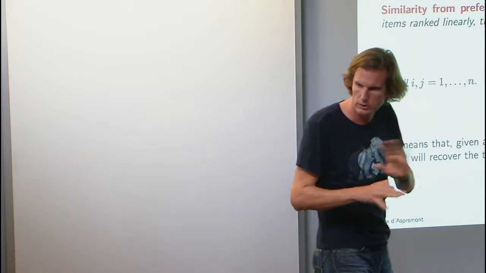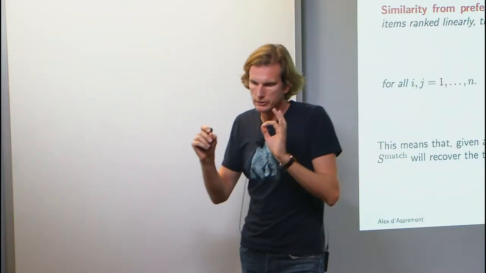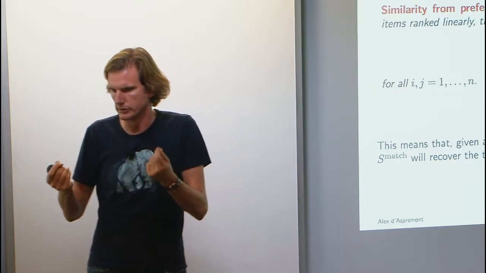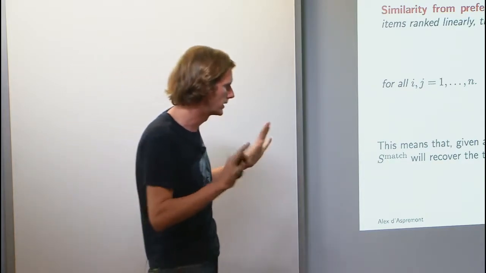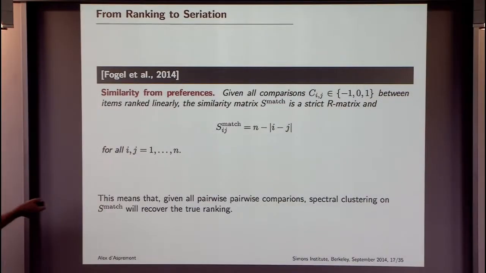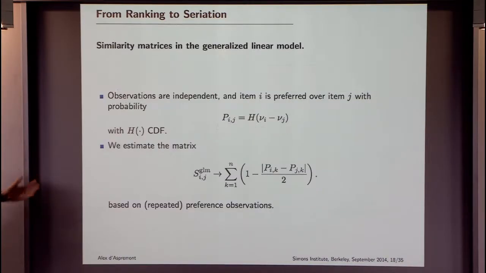But there are no conditions on rates or anything. There are a few technical conditions on monotonicity and to make sure that things are unique and you don't have degeneracy, but that's it. Okay? So once you have that strict R matrix assumption, you know that spectral clustering will recover the true order. So that's one way to do it.